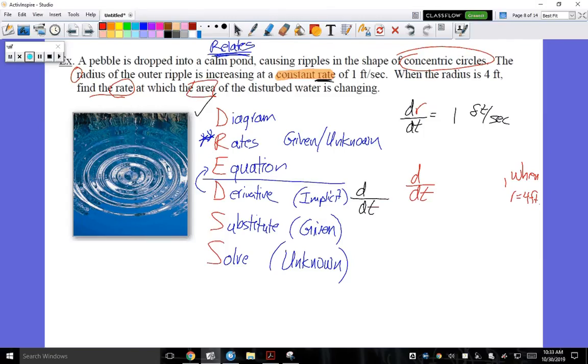What variable should I use? A. And I'm going to use capital letters for area and volume. You with me? For area and volume, we use capital letters. So A for area, V for volume. We do not know this, but we want to find it. Now, the rates that are given and are unknown, check, done.